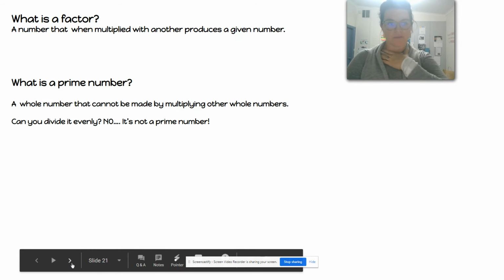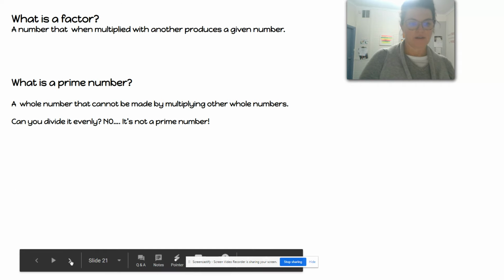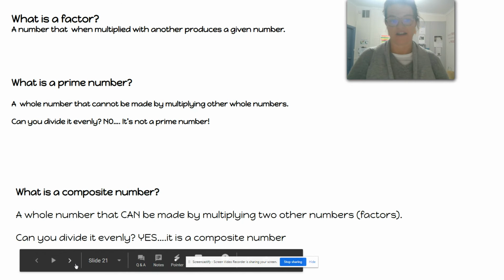Yesterday we looked at prime numbers. A prime number is a whole number that cannot be made by multiplying other numbers. So I can only multiply to get to a prime number with 11 and 1. I can't make 11 with any other numbers. And the other way you know about prime numbers is whether you can divide it or not. If you can't divide it evenly, it's a prime number. But if you can divide it evenly, that means it is a composite number.